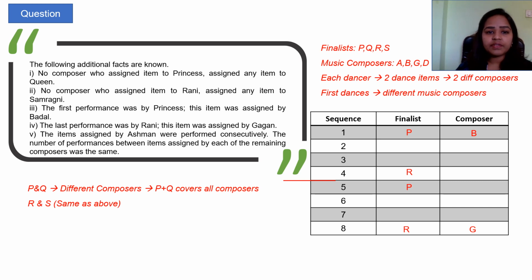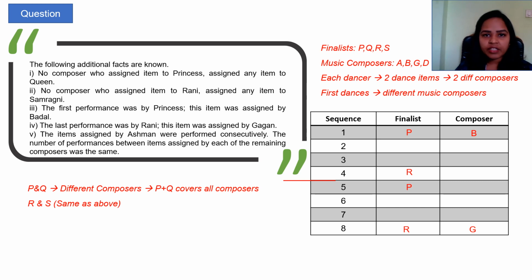Now let us look at the 5th and last point. The items assigned by Asman were performed consecutively. The number of performances between items assigned by each of the remaining composers was the same. So for 2 items to be assigned by the same composer and for them to be consecutive, it's only possible if those items are 4 and 5.